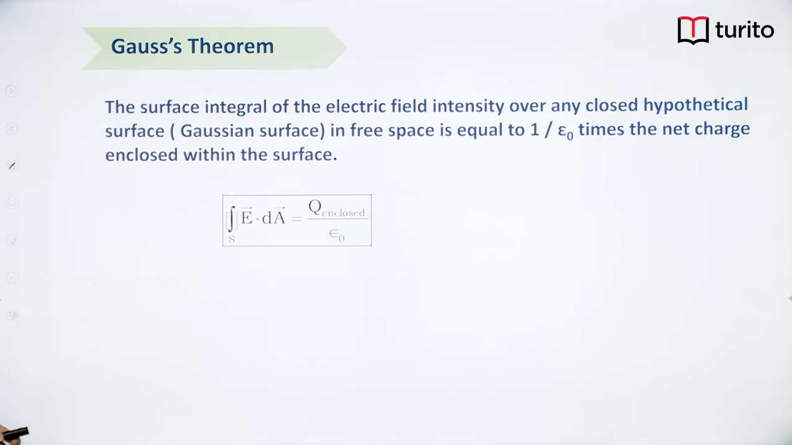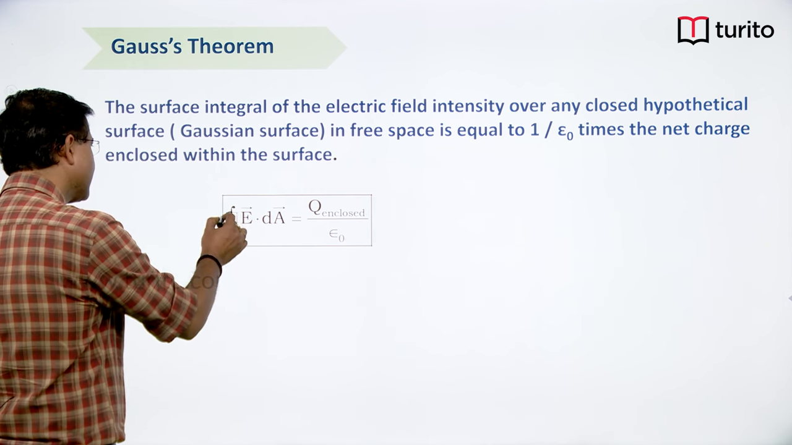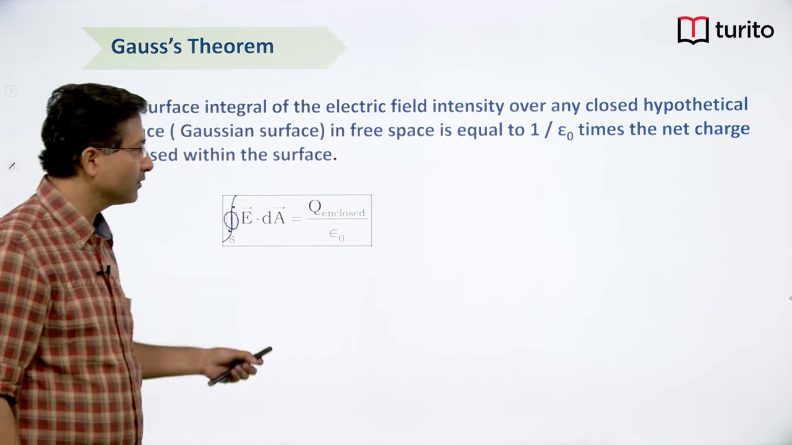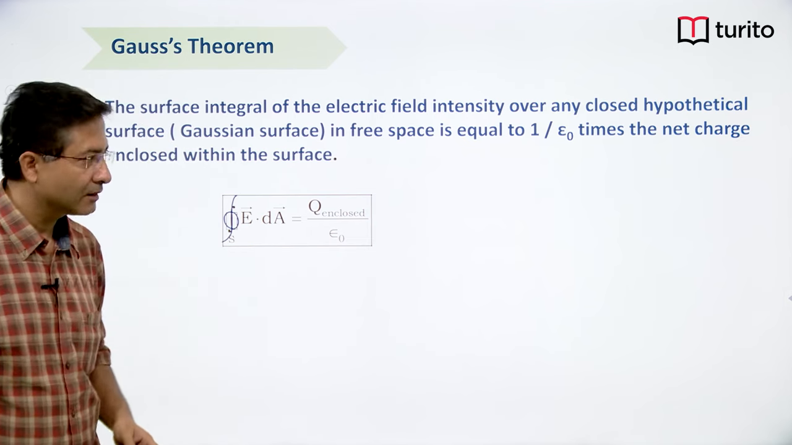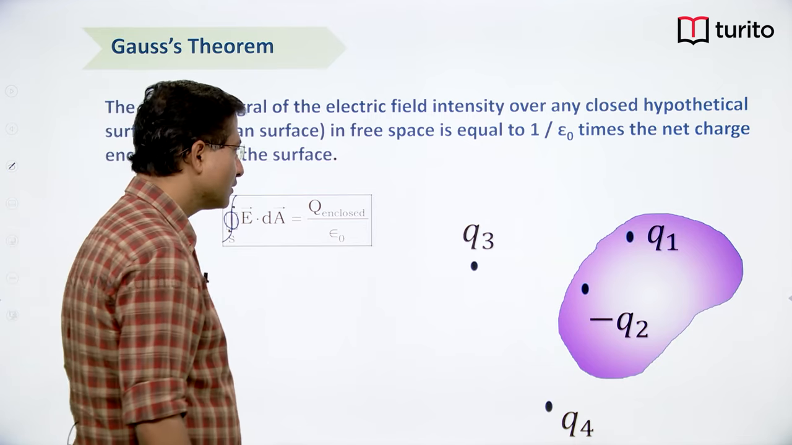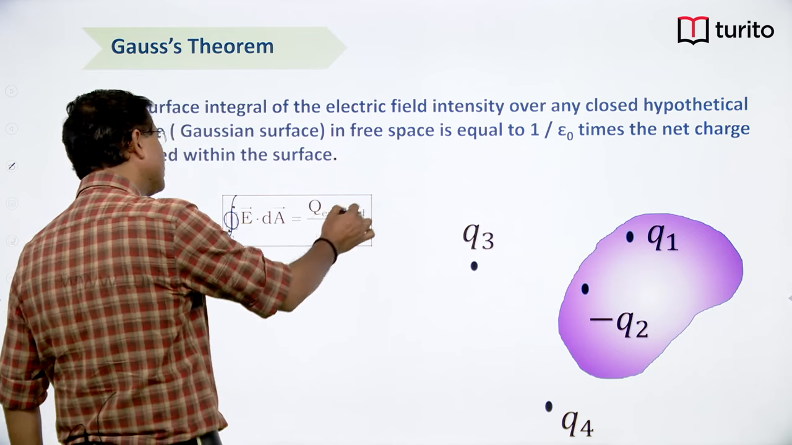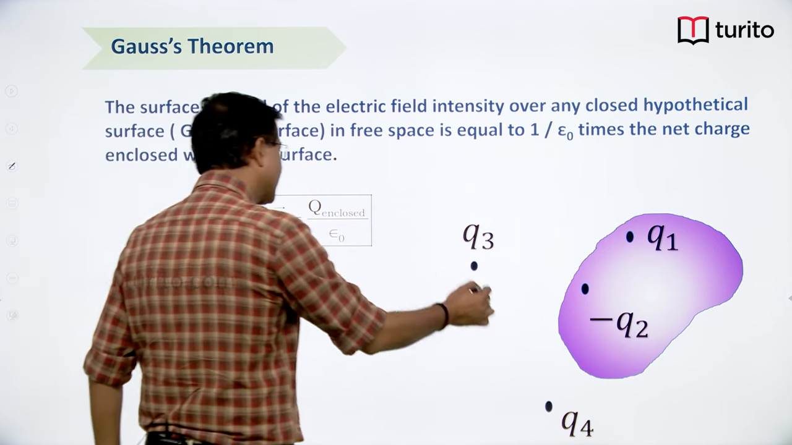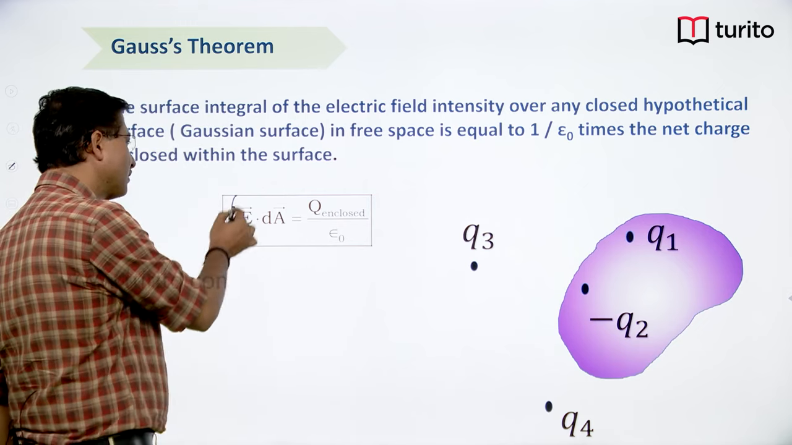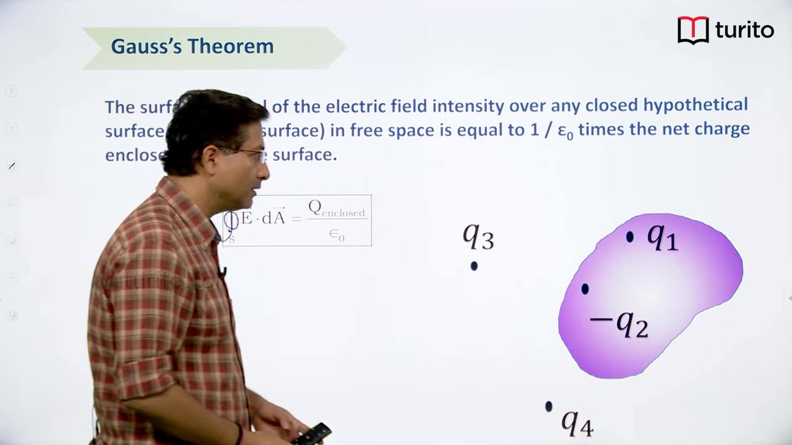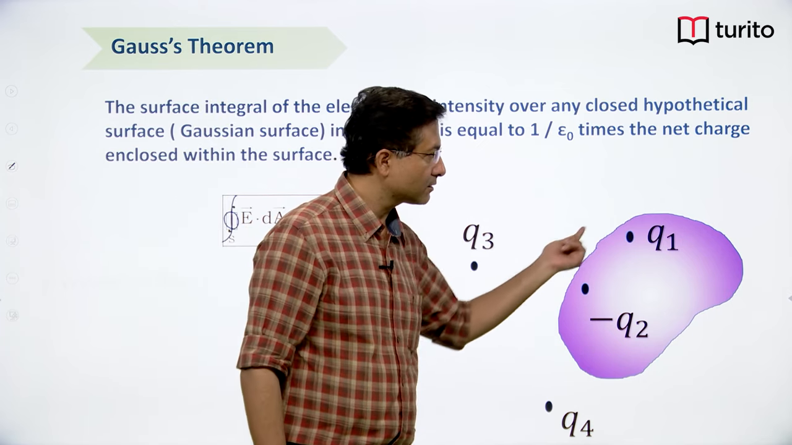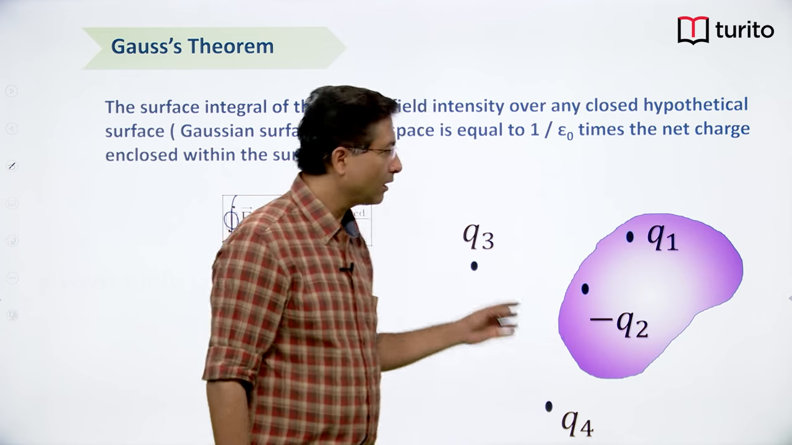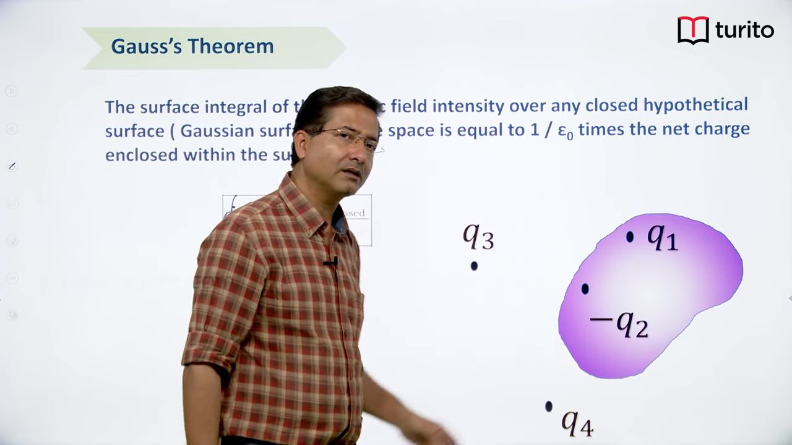So mathematically that can be written as the closed surface integral of electric field over the Gaussian surface is the charge enclosed divided by epsilon naught. So in the last class we have seen that those charges which are inside will only contribute to the Q enclosed, while outside charges won't contribute to flux. So the contribution to the flux is only coming from the charge enclosed inside the surface. Outside charges are not going to play any role in the flux.